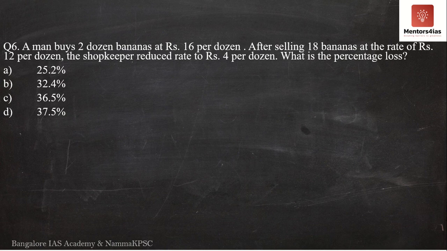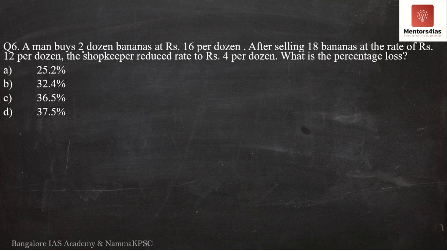Question number 6. What does question number 6 say? A man buys 2 dozen bananas at rupees 16 per dozen. After selling 18 bananas at the rate of rupees 12 per dozen, the shopkeeper reduced the rate to rupees 4 per dozen. So, what is the percentage loss?